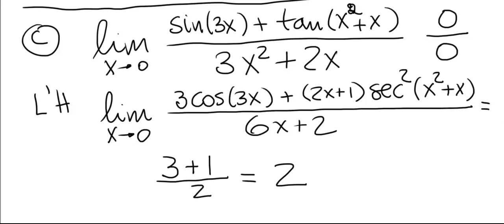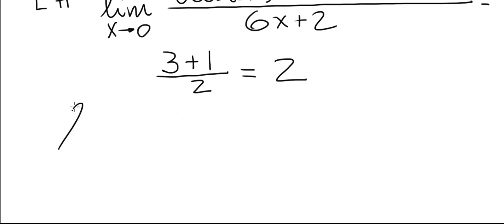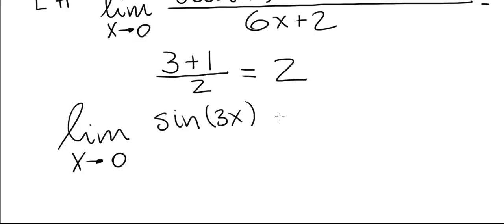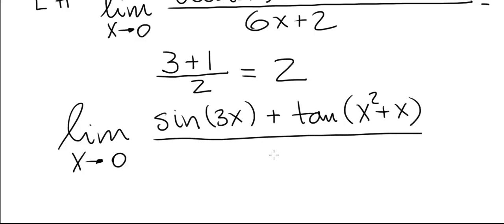And so again, in conclusion, the limit as x approaches 0 of the function sine of 3x plus tangent of x squared plus x divided by 3x squared plus 2x is equal to 2 by using L'Hopital's rule.